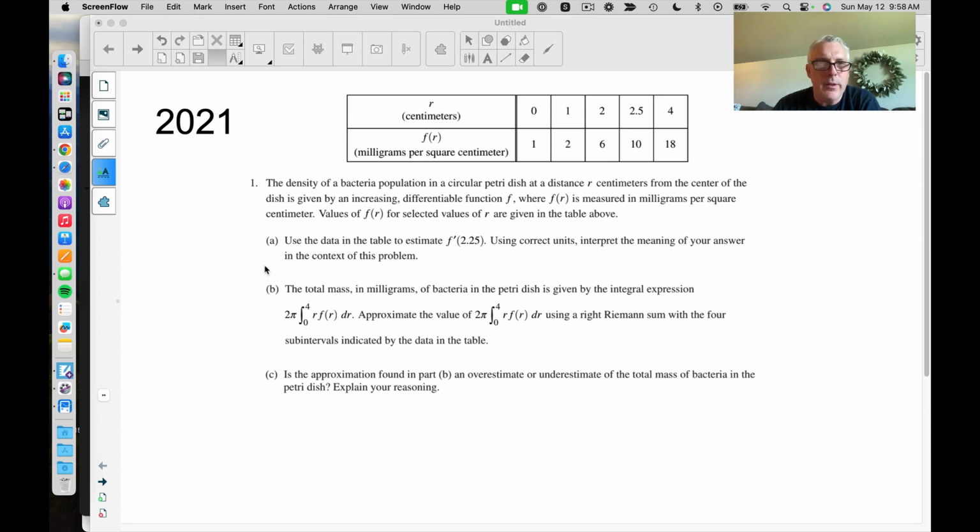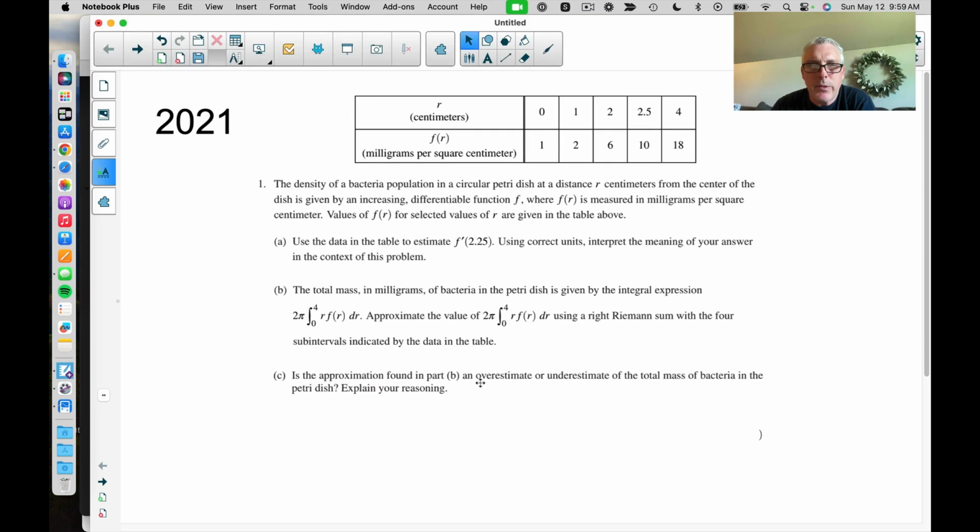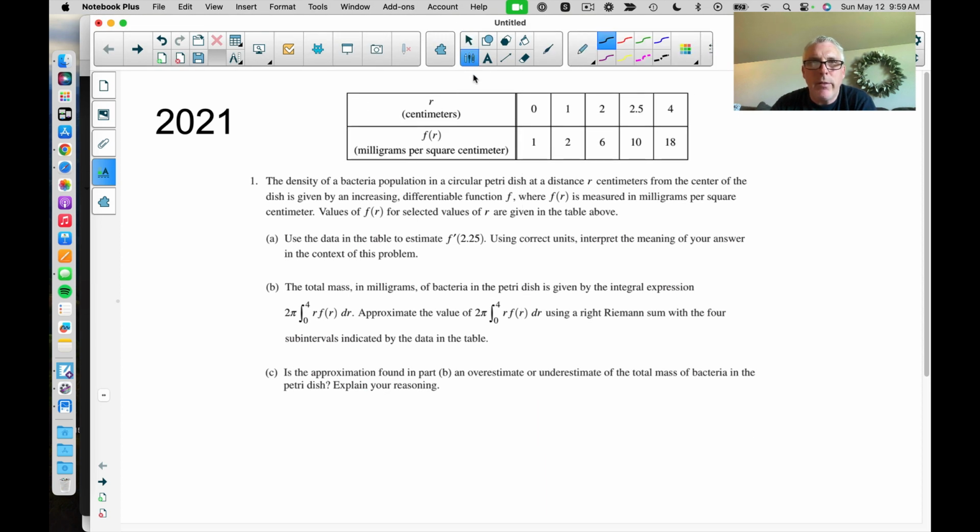All right, so to finish up the 2021 FRQ, let's talk about C. Is the approximation found in Part B? So we found an answer for Part B. They're asking, is it an overestimate or an underestimate of the total mass, in milligrams, in the Petri dish? Explain your reasoning. So I guess we need to think about whether this is increasing or decreasing.